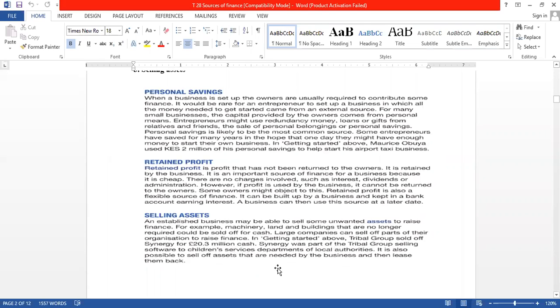It is also possible to sell off assets that are needed by the business to leasing companies. Sometimes you can use the sale and leaseback option, which is also really good. That means while you are using the asset, you can sell the absolute ownership of the asset to a leasing company.